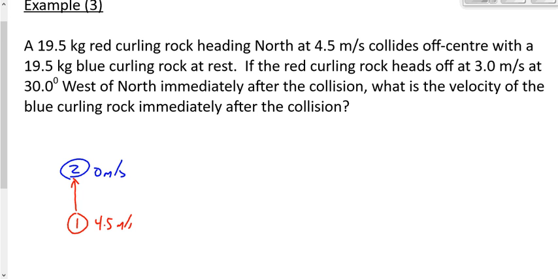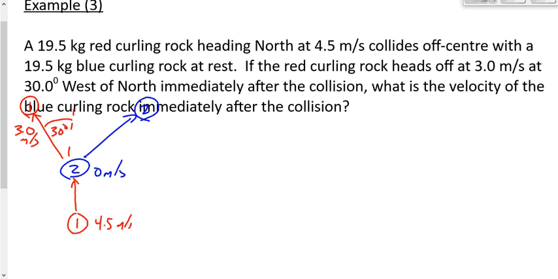Now it says after the collision, the red curling rock goes at 30 degrees west of north. This is going to be object number 1, the red one, 30 degrees west of north. Okay, notice that it's drawn from the north axis, 30 degrees west from the north axis. And the velocity of that is 3 meters per second. Where do you think the blue one's going to go? We don't know the exact place, but we know the general vicinity, right? And we don't have to guess on this one. We know this one is going to go up and to the right. And we want to find its speed there.